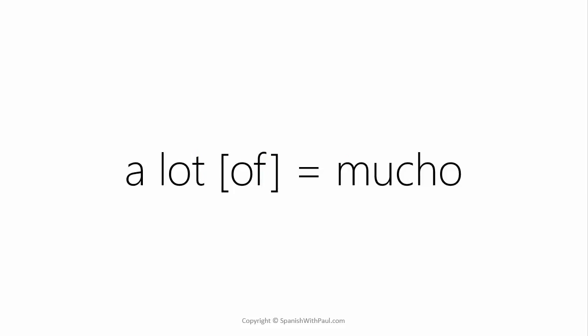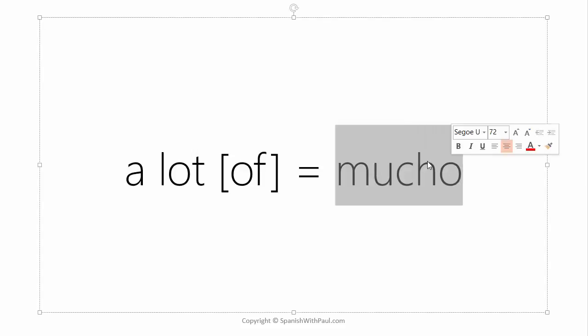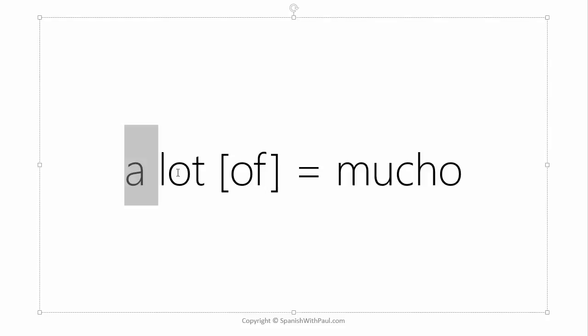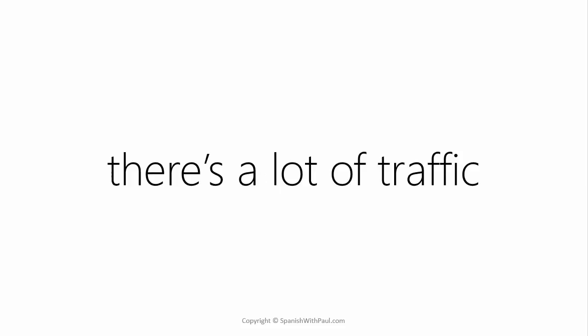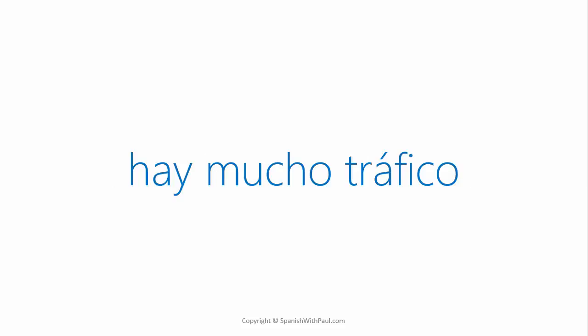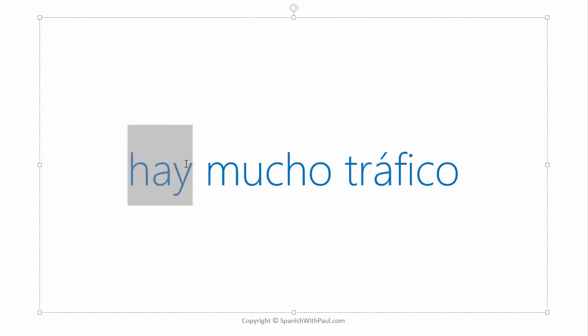To say a lot or a lot of is mucho. So you have this one word, mucho, meaning three words in English, a lot or a lot of. It's all just mucho contained in that word. So for example, try to say there's a lot of traffic. Hay mucho tráfico. Hay for there is, a lot of, mucho. Traffic, tráfico.